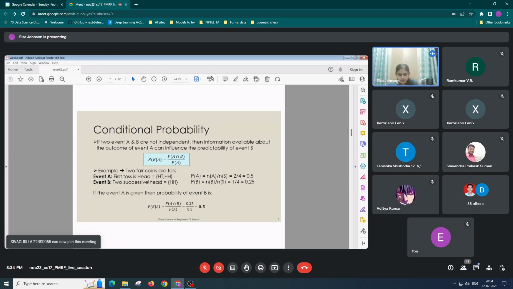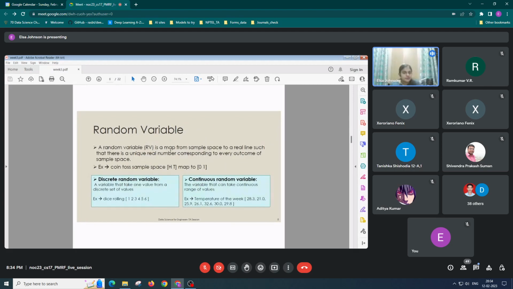Now two successive heads, HH, will be one of the events. So n of B by n of S equals 1 by 4. Then if the event A is given, then the probability of event B is P of B given A equals P of A intersection B by P of A, which equals 0.25 by 0.5 equals 0.5. Okay. Now random variable.